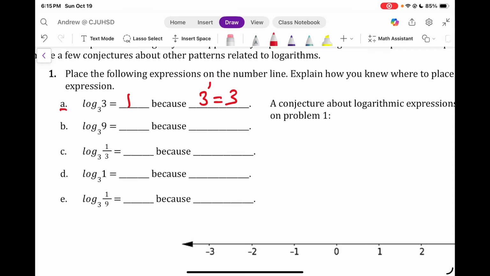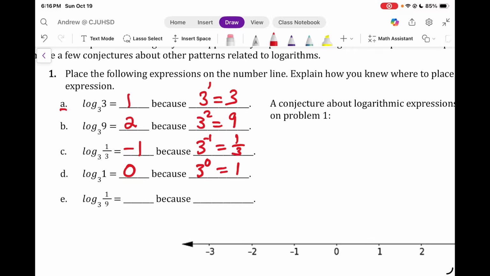Part B. 3 to what power is 9? 2, because 3 to the second is 9. 3 to what power is 1/3? Well, that's -1, because 3 to the -1 equals 1/3. And 3 to what power is 1? That's 0, because 3 to the 0 is 1.